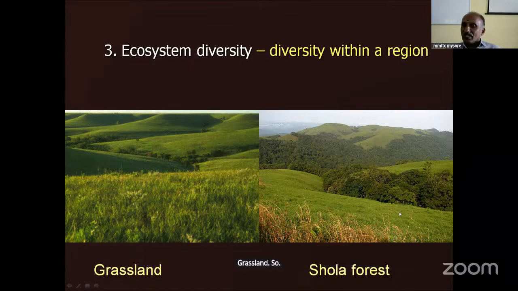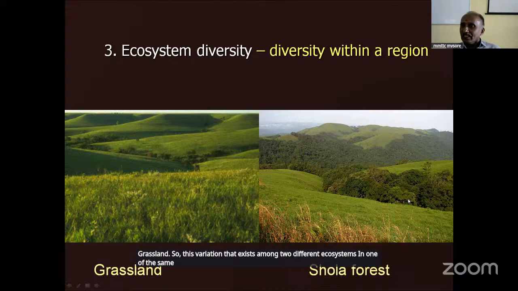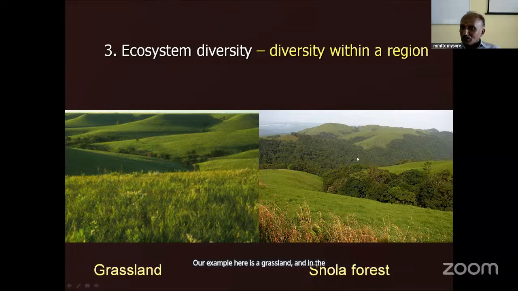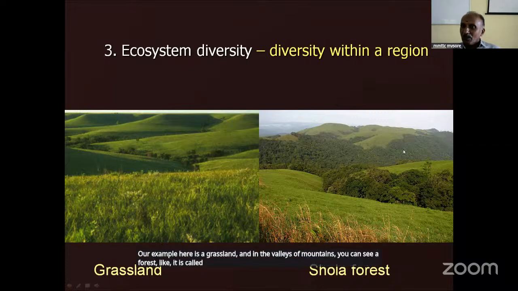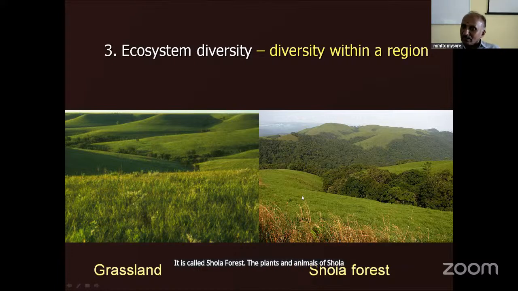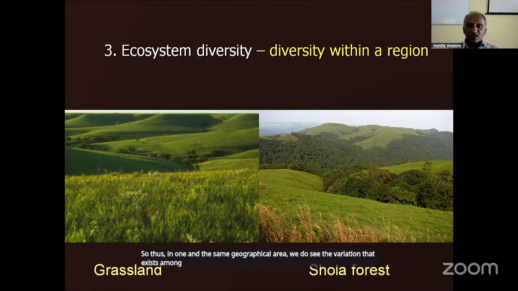So this variation that exists among two different ecosystems in one and the same geographical area, you call it ecosystem diversity. For example, here is a grassland, and in the valleys of mountains, you can see a forest called shola forest. The plants and animals of shola forest are not seen in grasslands, and the plants and animals of grasslands are not seen in the shola forest. So thus, in one and the same geographical area, we do see the variation that exists among the ecosystems. That is called ecosystem diversity.